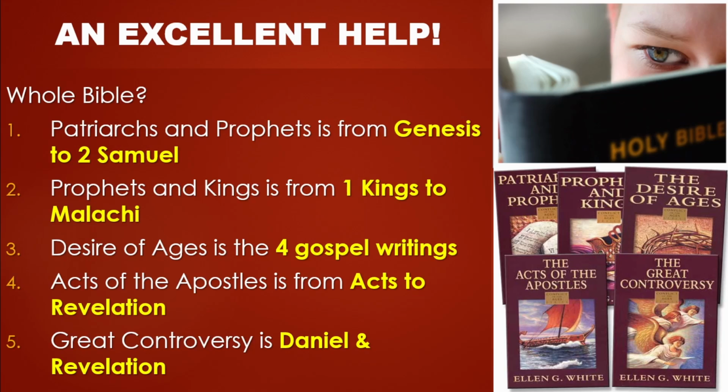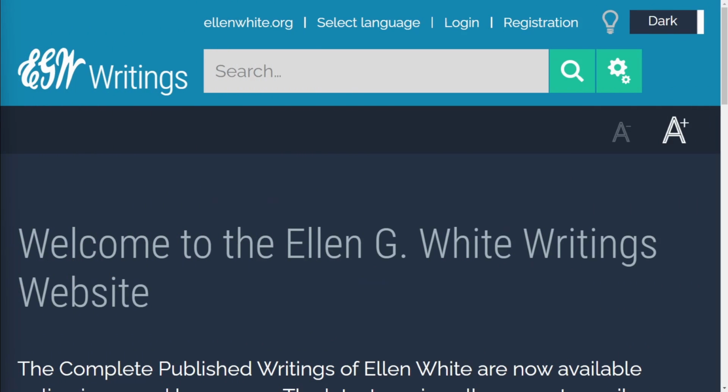For example, if you look at Patriarchs and Prophets, it's an inspired account of what happens in the various stories of Genesis to 2 Samuel. You'll see 1 Kings to Malachi, Prophets and Kings. You'll see the 4 gospel writings, Desire of Ages, from the book of Acts to Revelation, Acts of the Apostles, and prophecy, mainly Daniel and Revelation. You can find a lot of inspired information in the book Great Controversy. Now, I want to demonstrate to you why this is so helpful. So let me just quickly demonstrate to you why I believe this is an excellent resource for you.